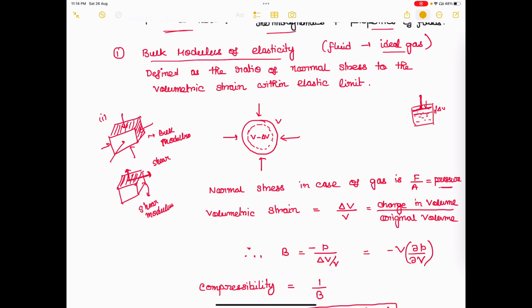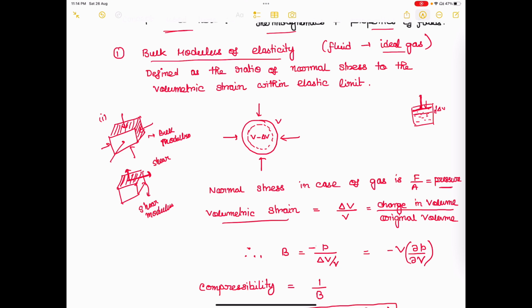So the normal stress is nothing but the pressure which is applied on the gas, and volumetric strain is, due to the pressure applied, the change in volume with respect to the original volume. So volumetric strain, as per the definition of strain, is delta V by V, the change in volume to that of the original volume. Simple. Therefore, the bulk modulus comes out to be the stress, that is the pressure, divided by the strain, that is delta V by V.